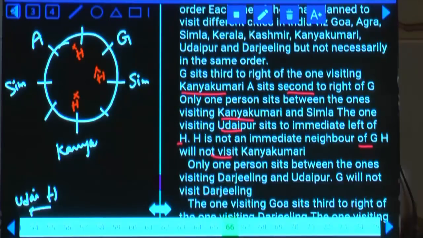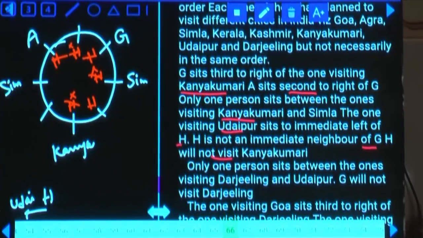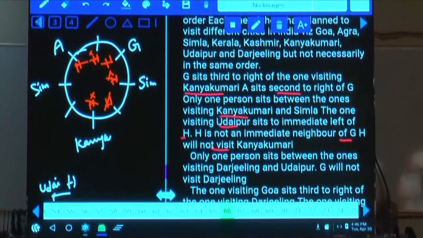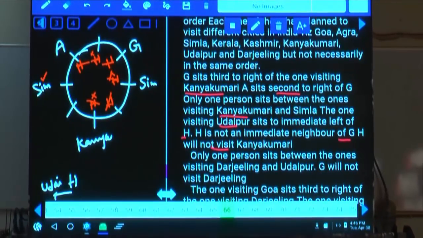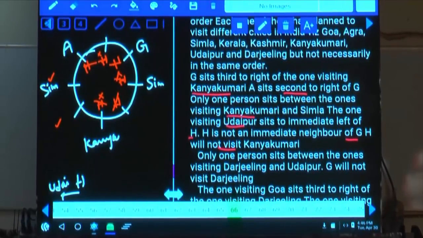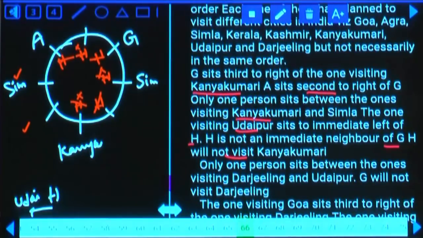Now let us discuss the different positions for this H. H cannot be here as well because A is already there, isn't it? Next, H cannot be here. Then H 1, 2, 3, 4, 5: H cannot be in any one of these 5 places. As H cannot be in any of these 5 places, tell me whether H can be here or not. If H is here, the one who is visiting Udaipur must be at the immediate left. This is also not possible. Hence we are left with only 2 possibilities: either H is at Simla or H can be here. So how many possibilities do we have? 2 possibilities.